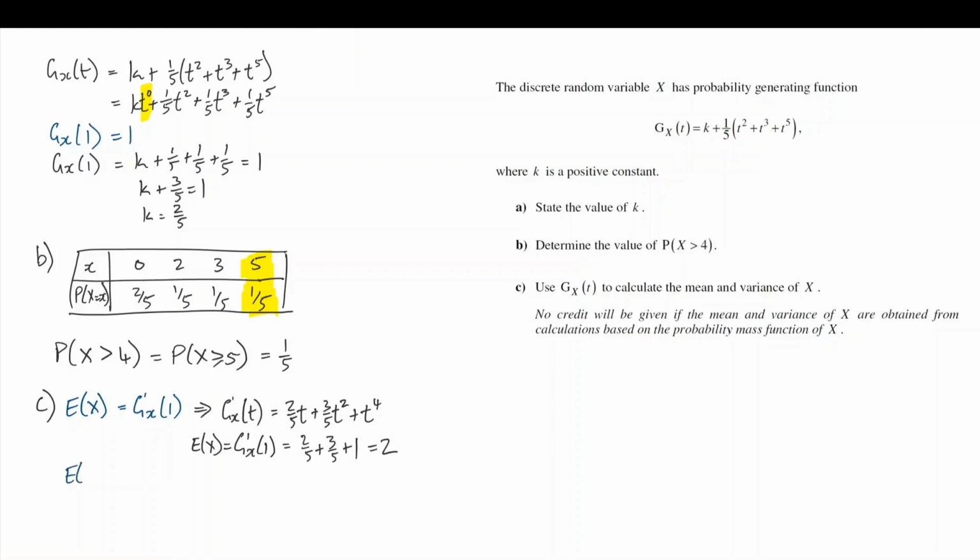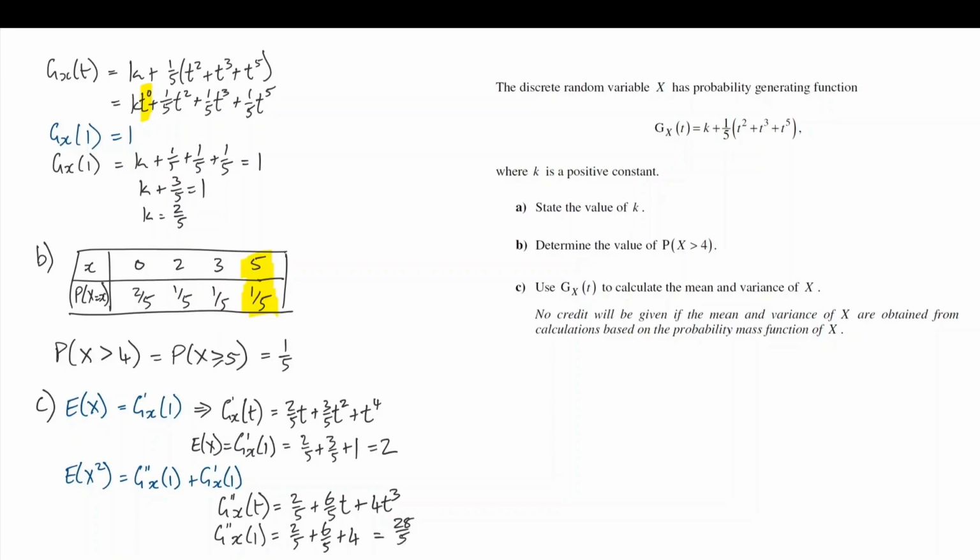If we can find the expectation of x, we can also find the expectation of x squared. This time, we're going to differentiate once more and add on the original expectation of x. So, differentiating the generating function again, we're going to get 2/5 plus 6/5 t plus 4t cubed. Substituting in the 1, we get 2/5 plus 6/5 plus 4, which ends up being 28/5.